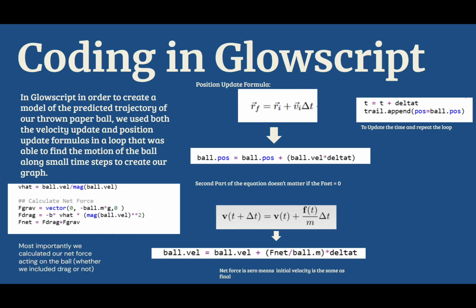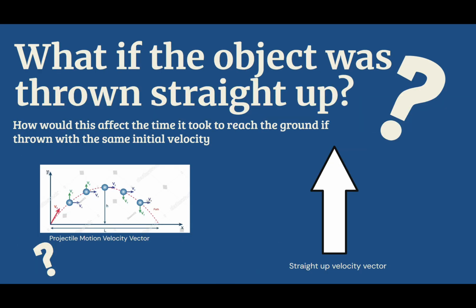When we were coding in GlowScript, we created a model for the projected trajectory of our thrown paper ball using both the velocity update and the position update formulas in a loop that was able to find the motion of the ball along small time steps to create a graph. Most importantly, we also calculated our net force acting on the ball, and this included whether we included drag or not. As you can see, I've included code of how we calculated the force of gravity and the force of drag, and I've included the code for the position update formula and the velocity update formula, and the formulas they would derive from. I've also included the timestamp and how we calculated that and updated it.